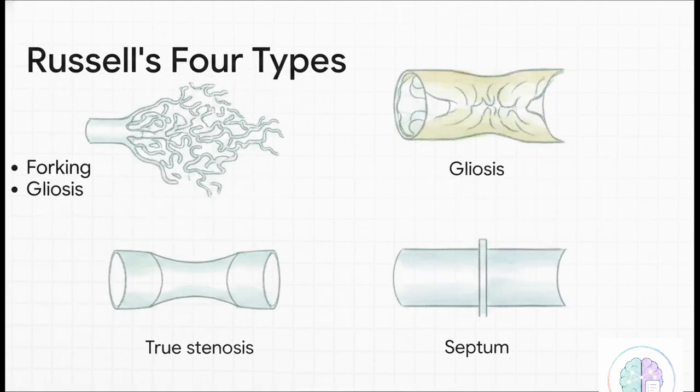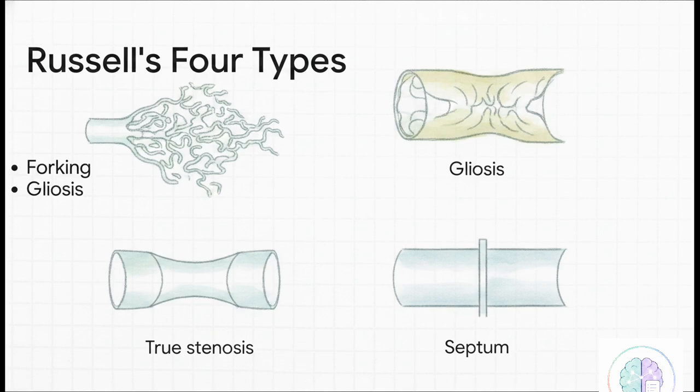Now, if we look under a microscope, we actually see 4 distinct anatomical types of congenital stenosis, famously described by Russell. First is forking. Basically, instead of one main pipe, you get these multiple, tiny, narrow channels separated by normal nervous tissue. Second is periaqueductal gliosis.